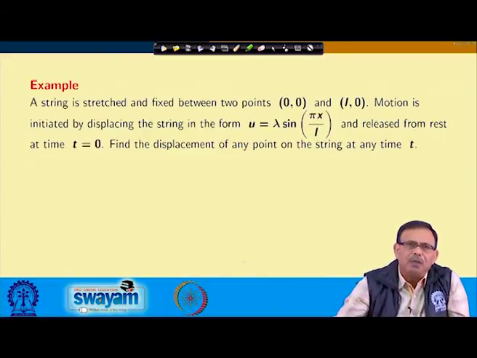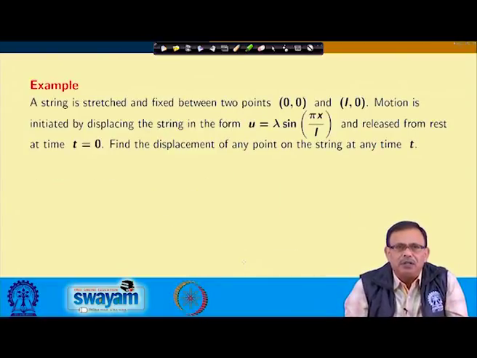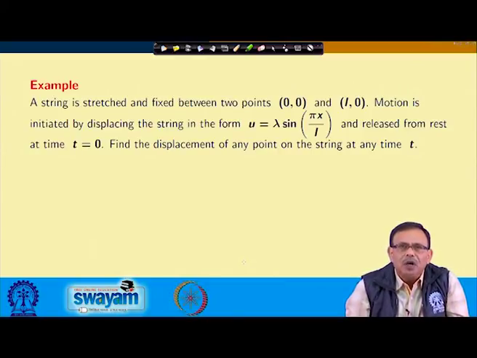Let us take another problem. A string is stretched and fixed between two points 0, 0 and L, 0. Please note this one, that it is stretched and fixed between two points 0, 0 and L, 0. Motion is initiated by displacing the string in the form u equals lambda sin pi x by L, and released from rest at time t equals 0. I have to find the displacement of any point on the string at any point of time t.